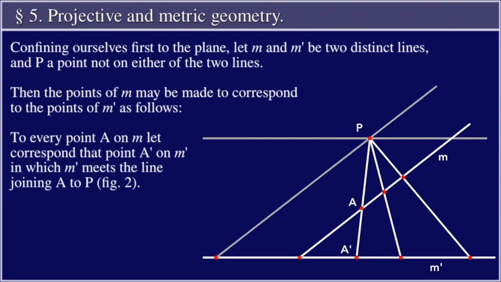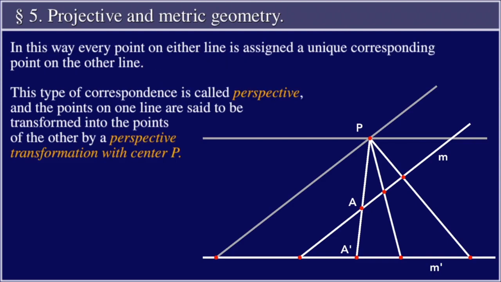Confining ourselves first to the plane, let M and M' be two distinct lines, and P a point not on either of the two lines. Then the points of M may be made to correspond to the points of M' as follows. To every point A on M, let correspond that point A' on M', in which M' meets the line joining A to P. See Figure 2. In this way, every point on either line is assigned a unique corresponding point on the other line.